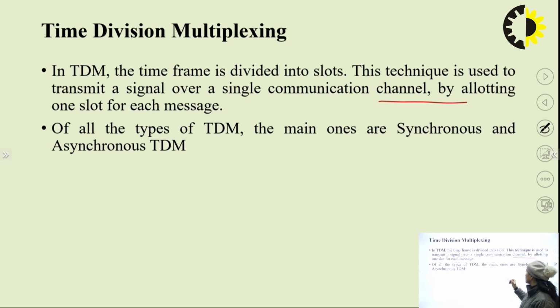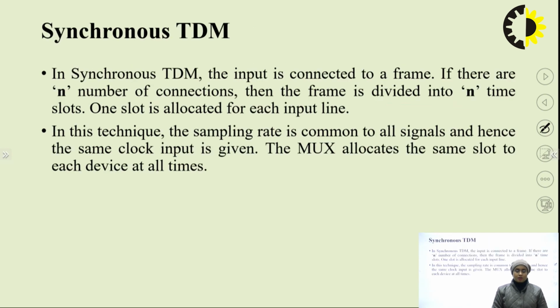Of all the types of TDM, the main ones are synchronous and asynchronous. In synchronous TDM, what happens? Input is connected to a frame. If there are n connections, then the frame is divided into n time slots. One slot is allocated for each input line, right? So in this technique, the sampling rate is common. One thing to remember: in synchronous TDM, the sampling rate is common to all signals, and hence the same clock input is given. The mux allocates the same slot to each device at all times.